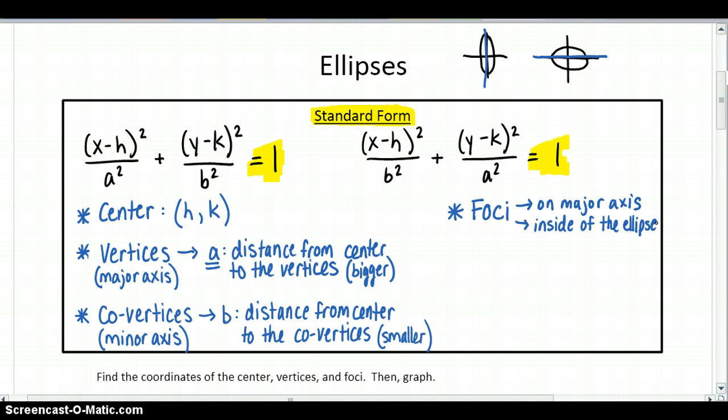The way we find the foci is using our foci equation, which is c squared equals a squared minus b squared. We know a squared and b squared, that should be given to us in our equation. So finding c squared helps us find the foci, because c, similar to a and b, is the distance from the center to the foci, or the focus points.